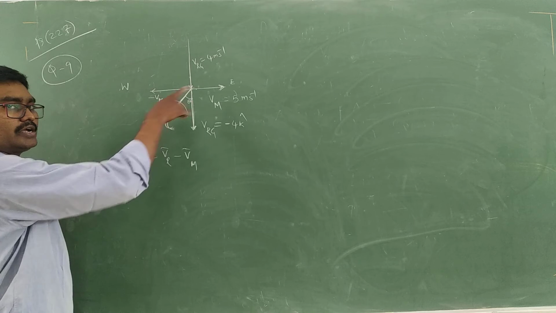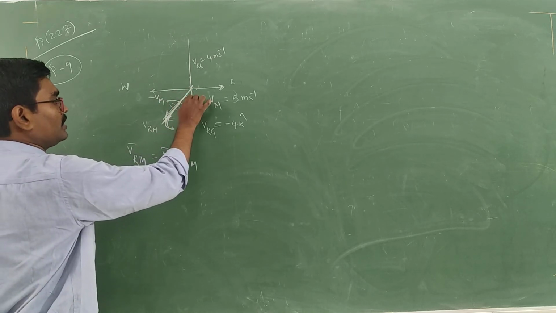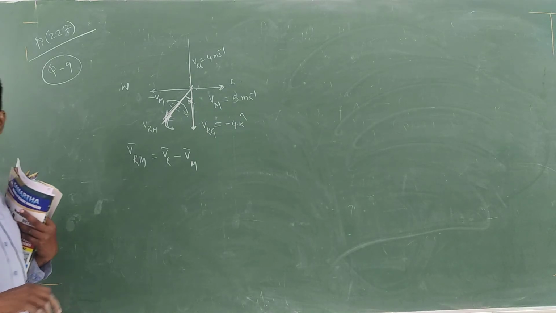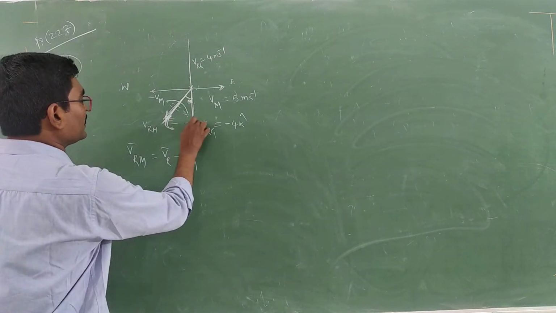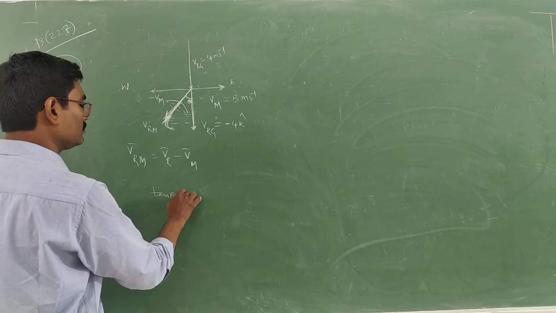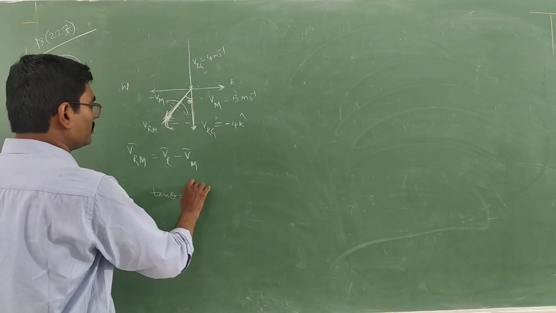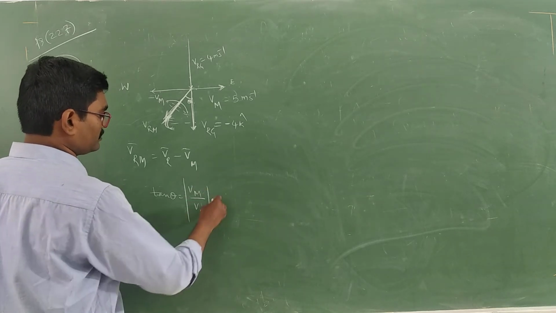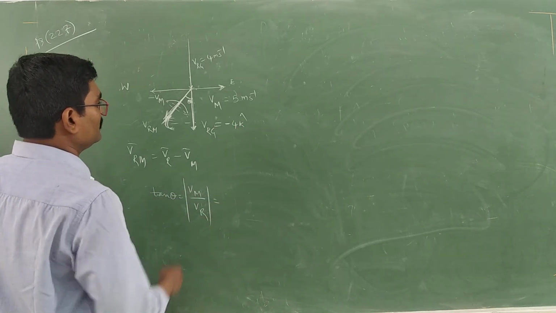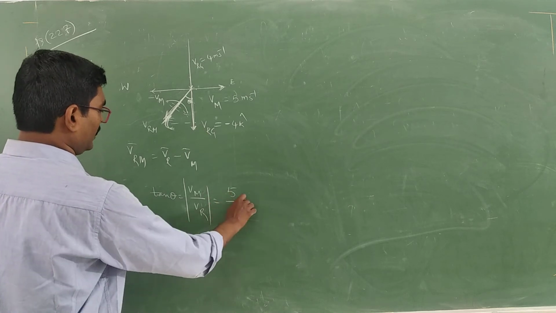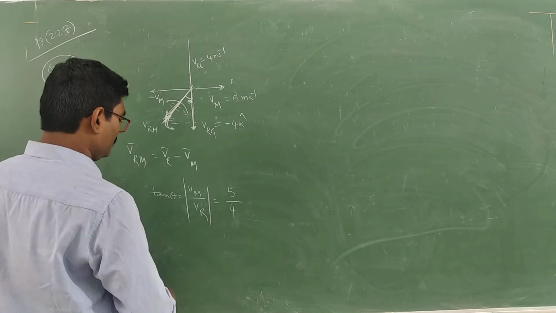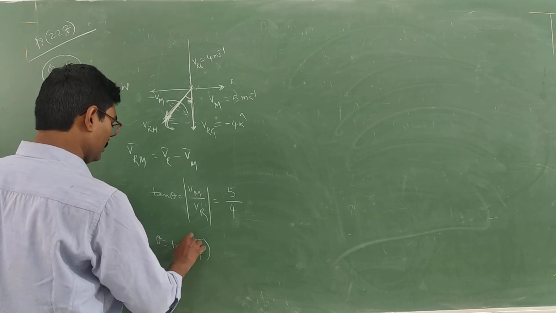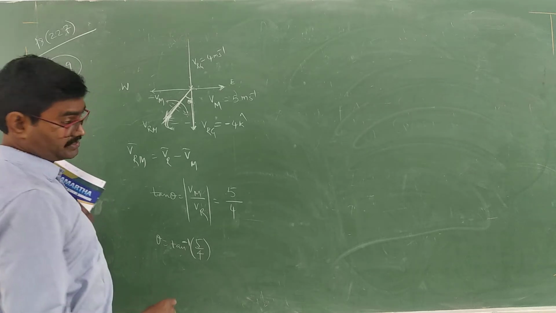This is the umbrella holding direction. So this is theta, but theta like in the previous problem we can solve, but direction is important. Tell me, what is tan theta? Opposite by adjacent, so Vm by Vr with respect to ground. So what is Vm? 5 by 4. So theta equals tan inverse 5 by 4. What about the direction?